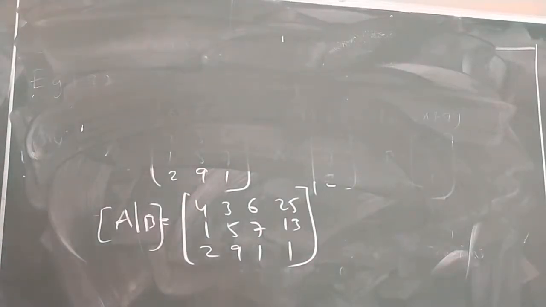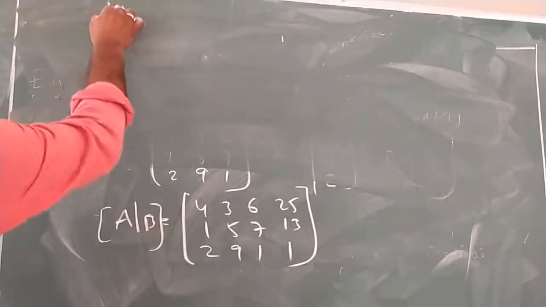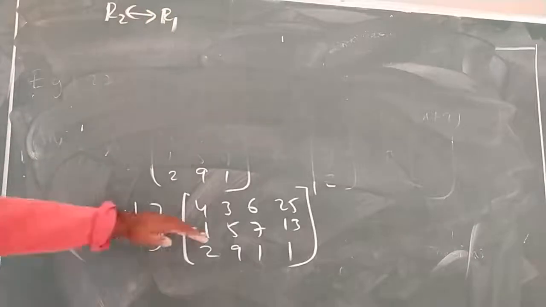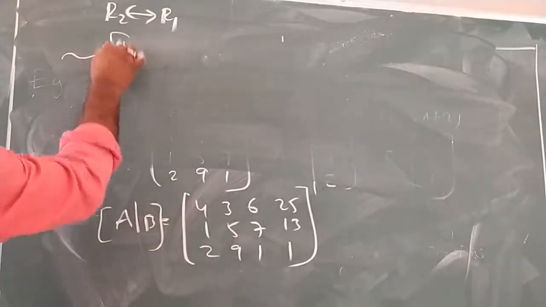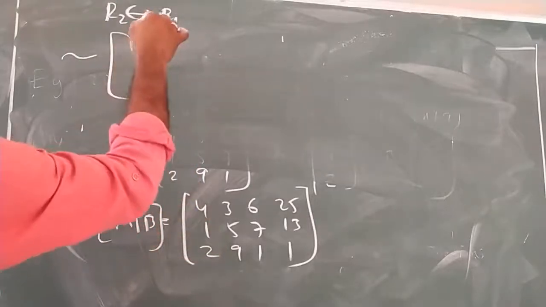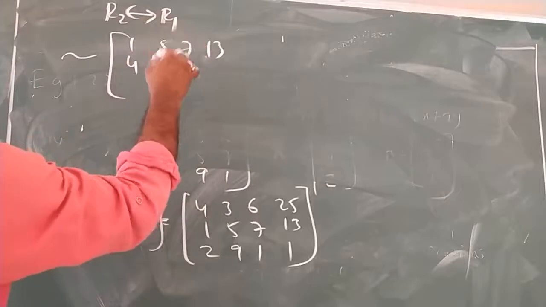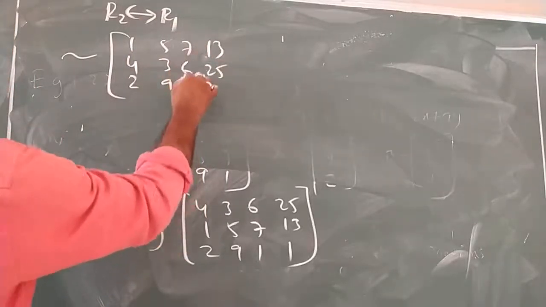So our intention is to make as many zeros as possible. The first operation to be applied is to interchange row 2 and row 1. Row 2 I want to interchange with row 1. So what will the matrix become here? Equivalent to [1 5 7 13; 4 3 6 25; 2 9 1 1].